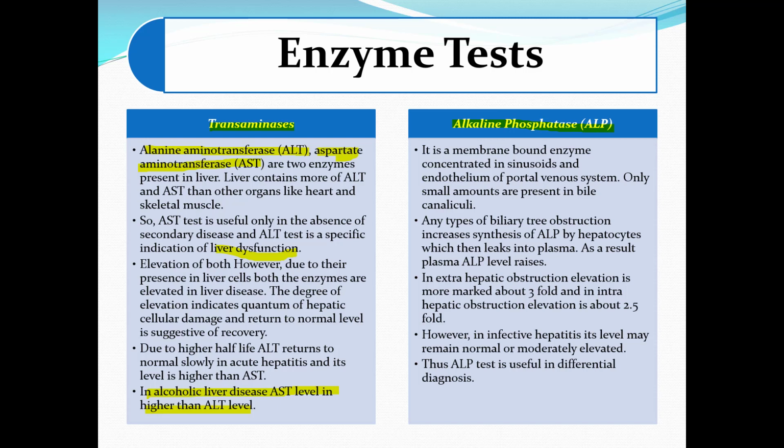Alkaline phosphatase is a membrane bound enzyme. Whenever you hear alkaline phosphatase, remember that it is connected with the biliary tree. So it is a typical marker for biliary tree obstruction. When it is obstructed, this will leak into the plasma and result in a plasma elevation of alkaline phosphatase. So it tells about the obstruction, and it is only mildly increased in hepatocellular diseases.